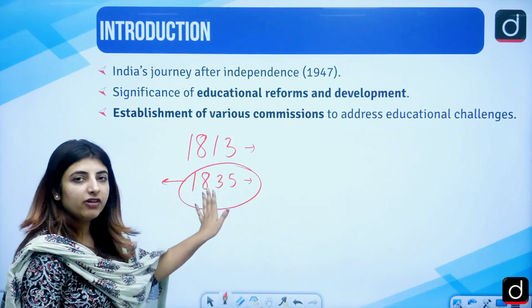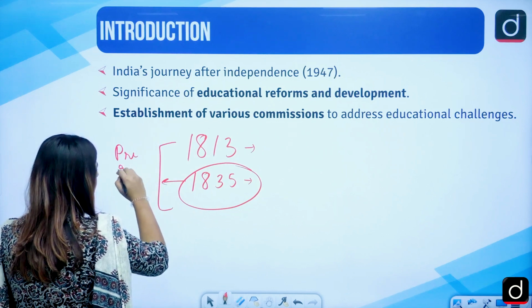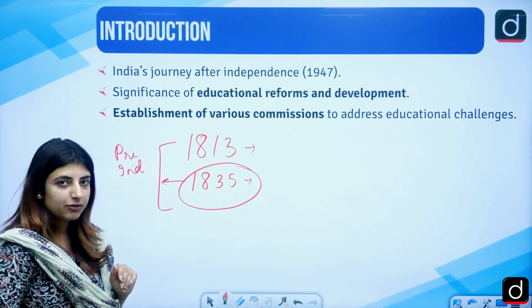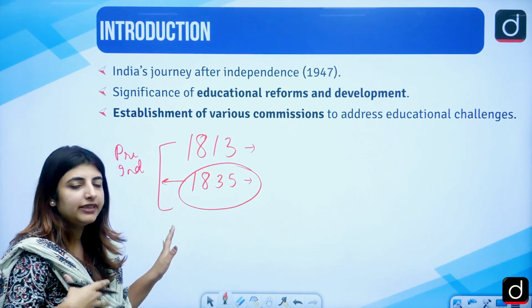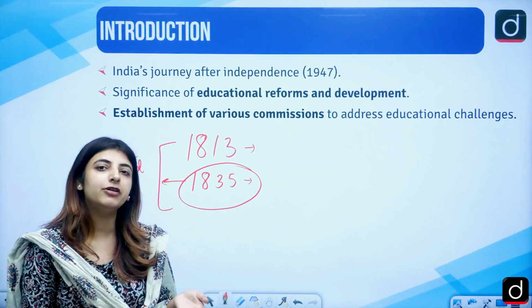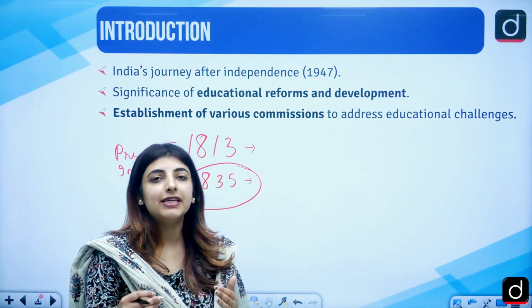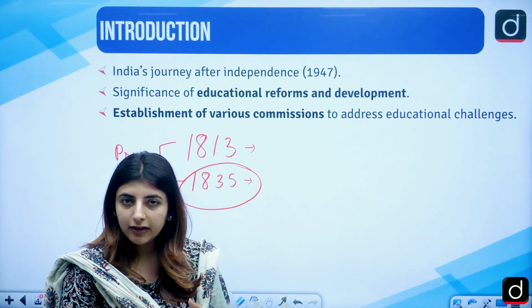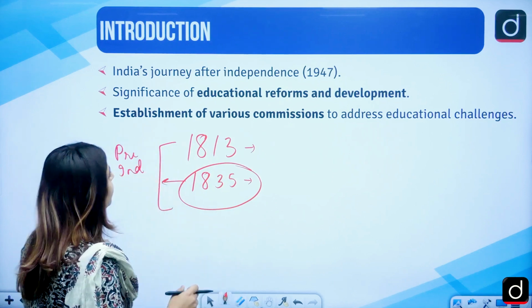So this is what we were covering in the previous videos, which were concerning the pre-independence commissions, correct? And there were other committees as well, the Hunter Commission, the Hartog Committee, the Sargent Report, and so on, which have already been covered in the previous videos. They are important from the NET perspective, because every year, questions have been asked from these particular commissions, correct?